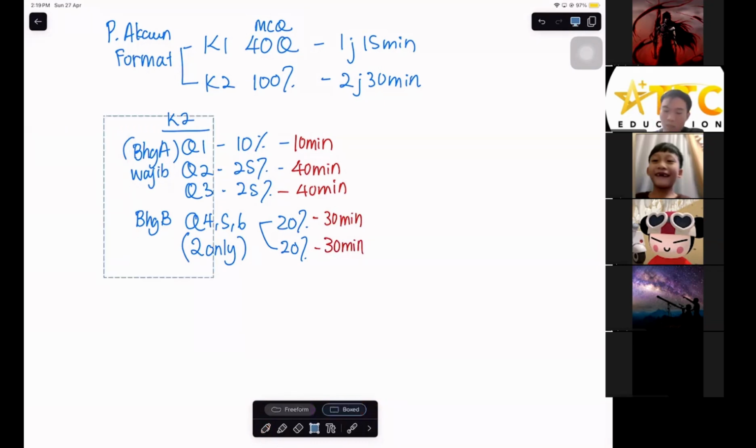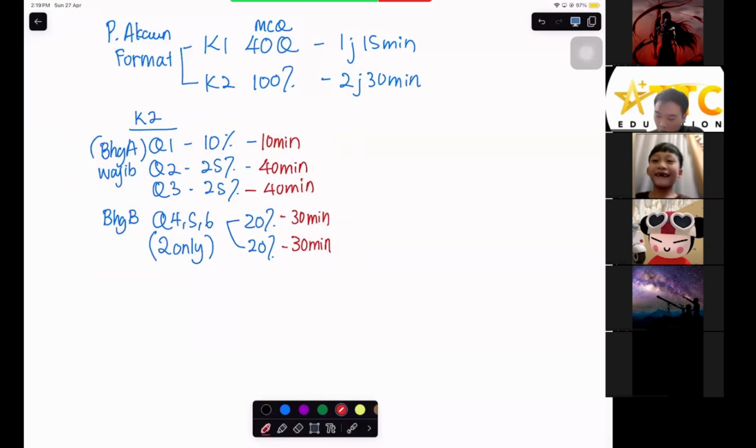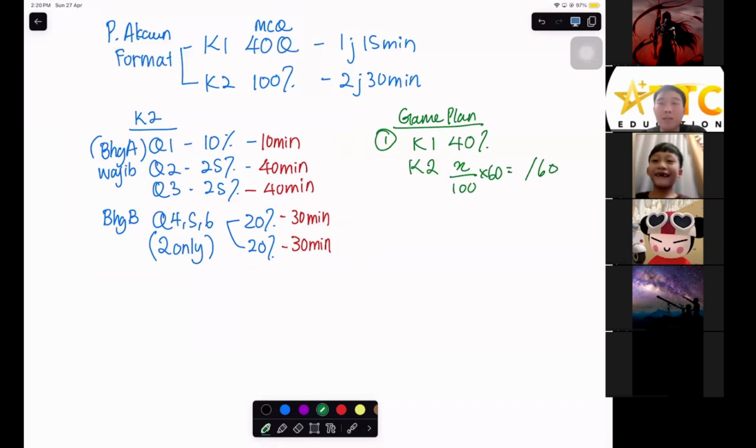Now in school, the game plan depends. There are 2 types of game plan here. Number 1, kertas 1 will be 40 marks for 40 questions, then kertas 2 will be X over 100 multiplied by 60. That will give you the marks out of 60, and therefore your 100 marks comes in. Game plan number 2, kertas 1 is 40 marks and kertas 2 is counted as 100 marks. Therefore, in total, you have 140.